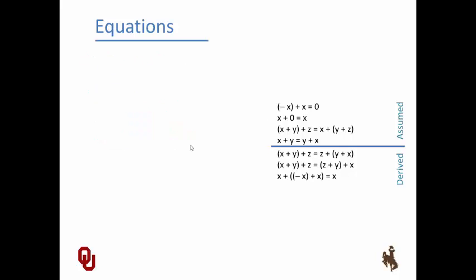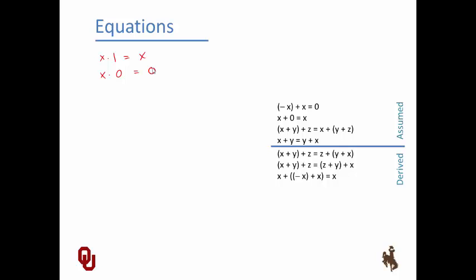Now we add to the list of assumed equations three more equations we know from arithmetic. One is called the identity law for multiplication. It says that if you multiply a number times 1, you get the number back. The other one's called the null law for multiplication. It says if you multiply a number times 0, you get 0, regardless of what number it is.